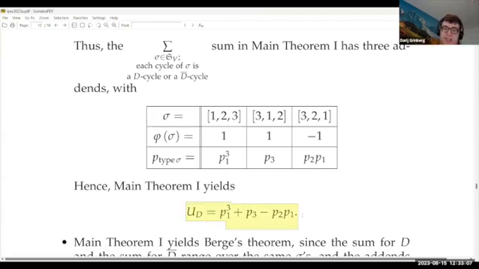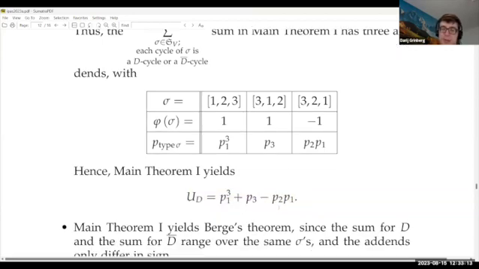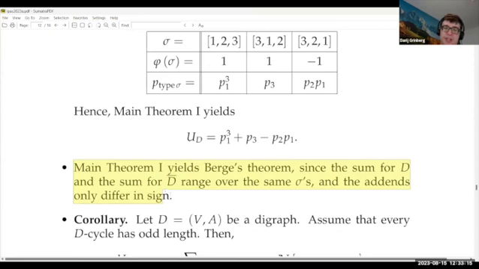So if you've been wondering whether UD is always P positive, it's not always P positive. But nevertheless, this is a nice theorem. And in particular, as Marino said, this yields Berge's theorem, because if you take the sum for D and for D bar, the sum ranges over the same sigma, and the addends only differ by sign.